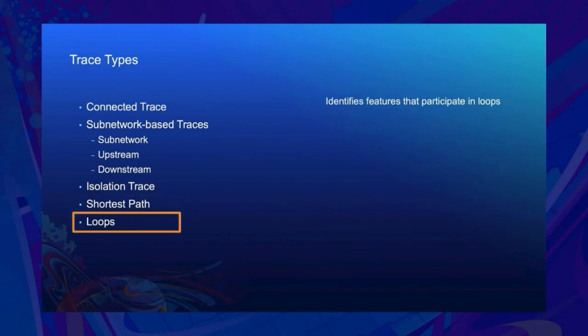And finally, we have the loops trace. The loops trace identifies features that participate in loops. Loops are often perfectly normal and fine in the case of a water and a gas network, but in an electric radial network, a loop might indicate a problem, and this trace can help you find those problems.